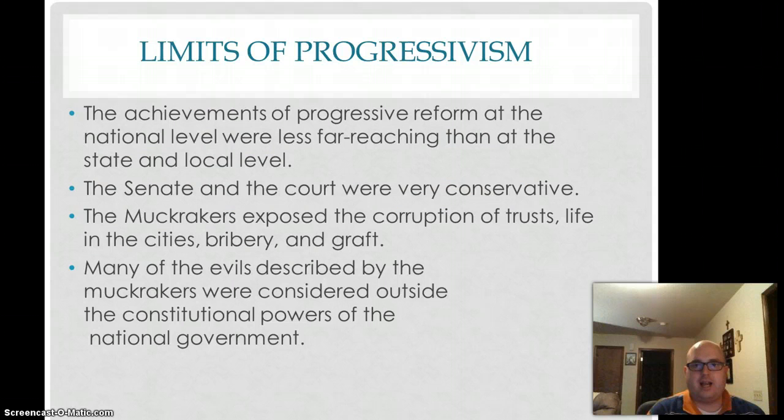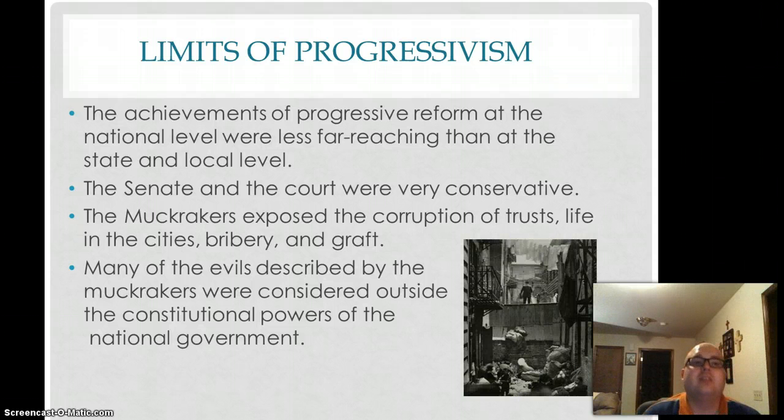The U.S. voted dry. Now, the limits of progressivism. Progressivism is great, but with every great thing there are drawbacks and limits. It was very hard to achieve these goals at a national level, but at the state and local level, they worked well.